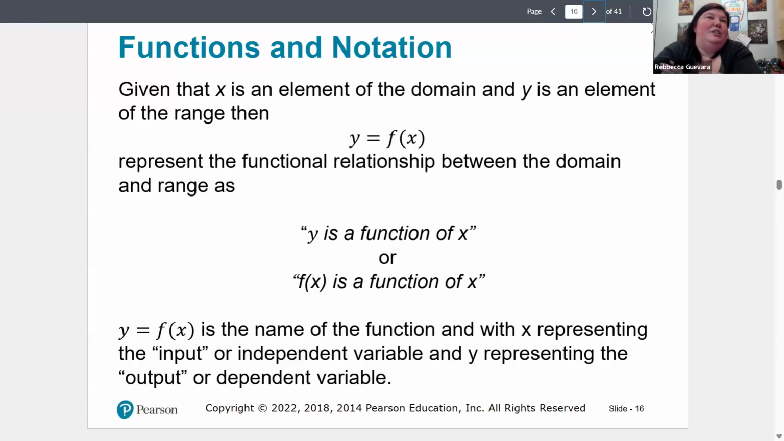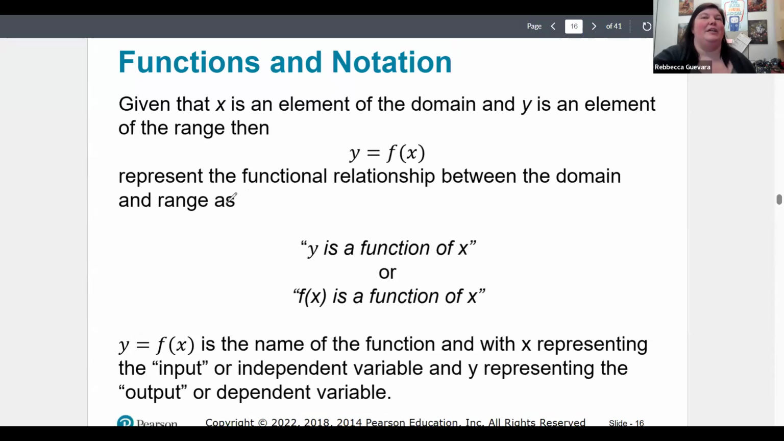Let's do some function notation. Given that x is an element of the domain and y is an element of the range, then y equals f of x represents the functional relationship between the domain and the range, as y is a function of x or f of x is a function of x.